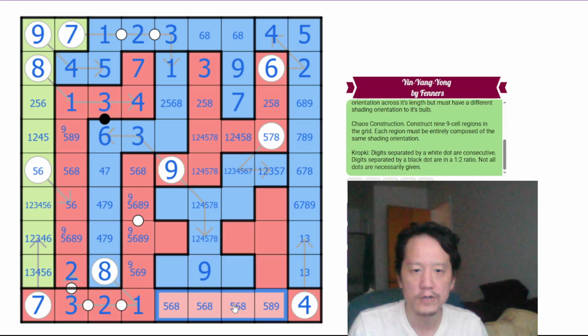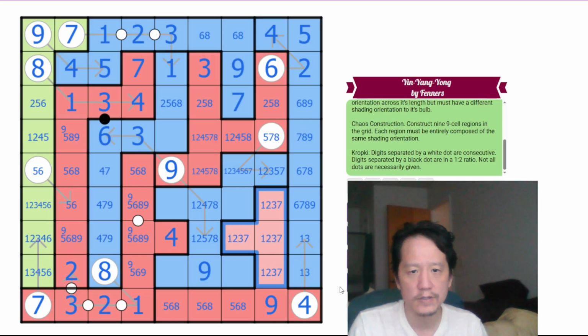These can't be 4. This is a 5, 6, 8 triplet, which eliminates 5, 6, and 8 from the rest of the row. So this must be 9. This is a region, so 1, 2, 3, 4, 5, 6, 7, 8, 9. So that's a region by itself. What digit is remaining here? It has to be 4. So this cannot be 4, which means this can't be 5. This is 9. The remaining digits here are 1, 2, 3, and 7. This can't be 4. This can't be 4, so this can't be 3.